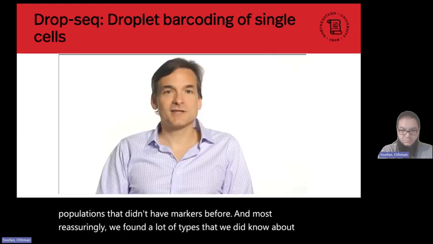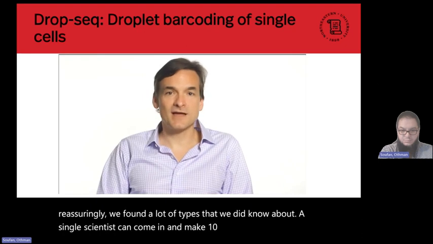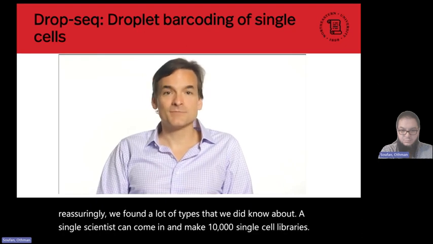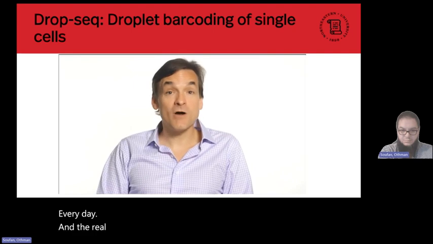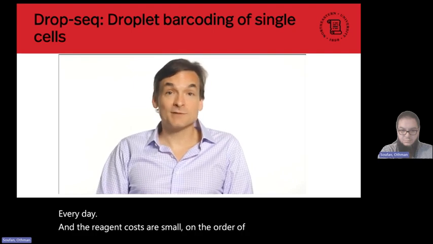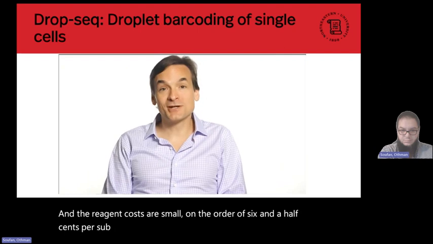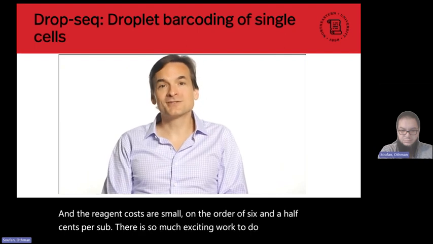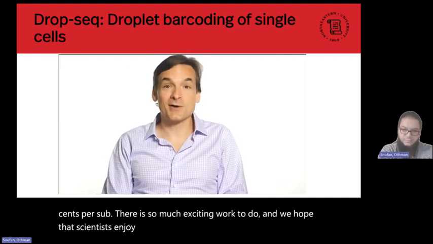A single scientist can come in and make 10,000 single-cell libraries every day. And the reagent costs are small, on the order of 6.5 cents per cell. There is so much exciting work to do, and we hope that scientists enjoy using Dropseq to do that work.